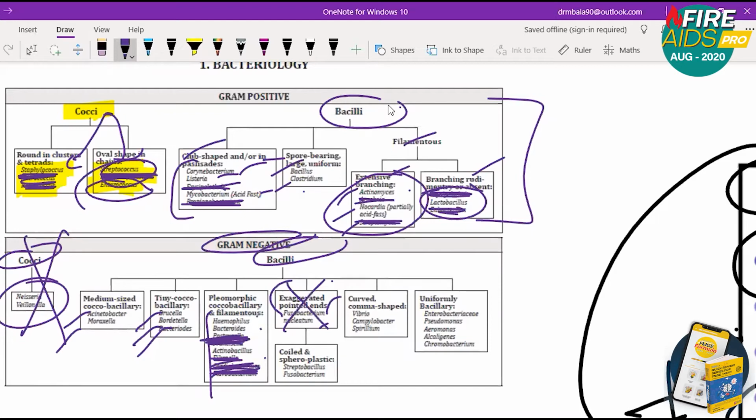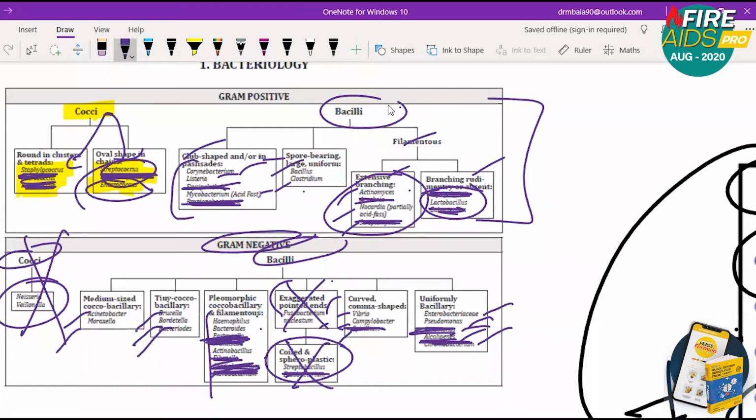Coiled and spheroplastic Streptobacillus and Fusobacterium. So this also in Fusobacterium you can ignore. Streptobacillus alone you can remember, but that might confuse you with gram positive. So if you ignore that also, that is fine. Then curved or comma shaped means Vibrio, Campylobacter, Spirillum. Spirillum will not appear in FMG examination. So Vibrio, Campylobacter is important. Uniformly bacillary means Enterobacteriaceae, Pseudomonas, Aeromonas, Alcaligenes, and Chromobacterium. You can ignore Aeromonas, Alcaligenes, and Chromo. So Enterobacteriaceae and Pseudomonas are important.